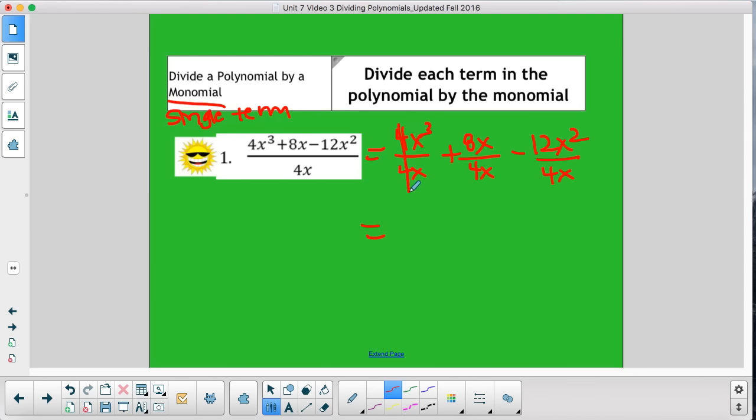4 over 4 cancels. X to the third over x, we do 3 minus 1 gives me x squared. Plus 8 divided by 4 is 2. X's cancel. Minus 12 divided by 4, which is 3. And then 2 minus 1 gives me 1, so just x. Then if you can, you should put it in standard form, highest degree to lowest. So it'd be x squared, then minus 3x, plus 2. That would be my answer for number 1.